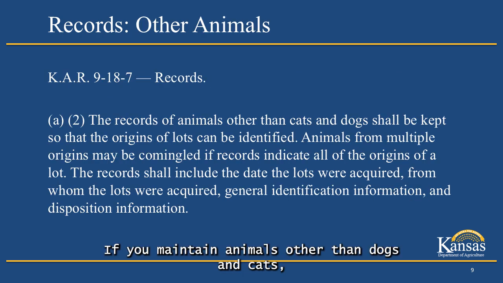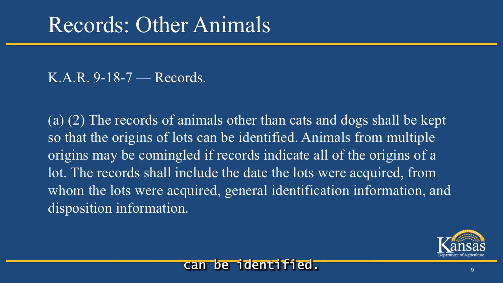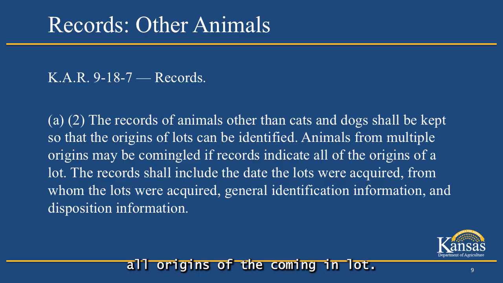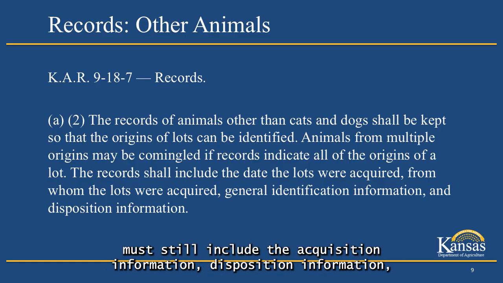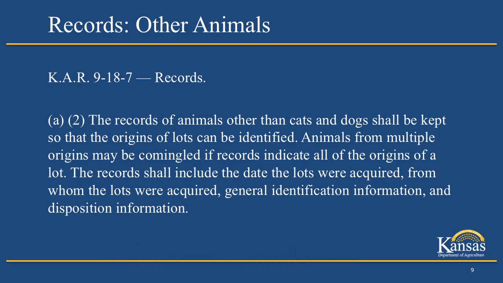If you maintain animals other than dogs and cats, you can identify these animals by lot, as long as the origin of the animals can be identified. These lots can be commingled as long as the records include all origins of the commingled lot. Additionally, the records for each lot must still include the acquisition information, disposition information, animal description information, and dates as described in the previous slides.